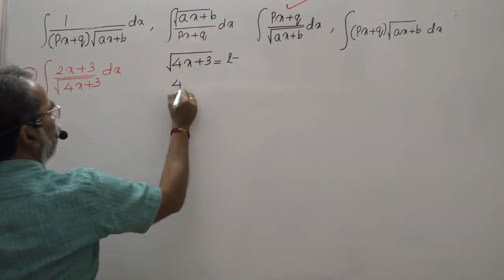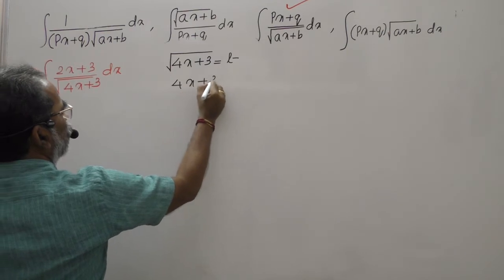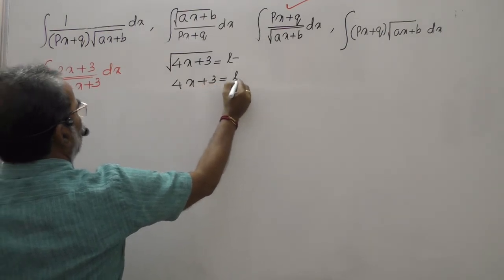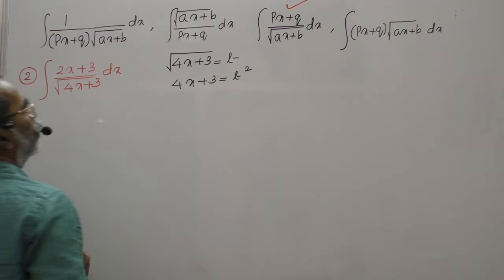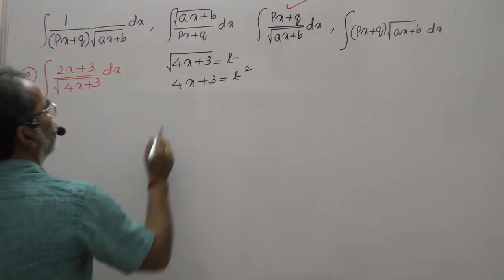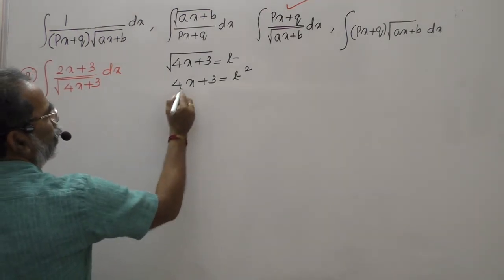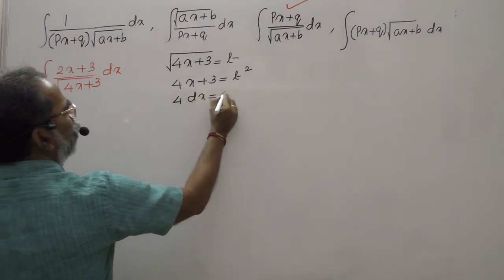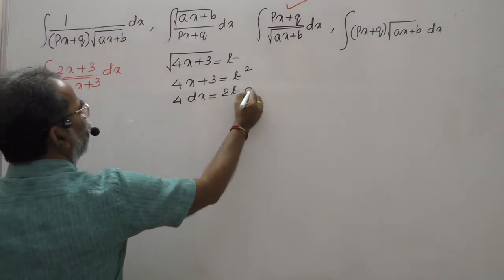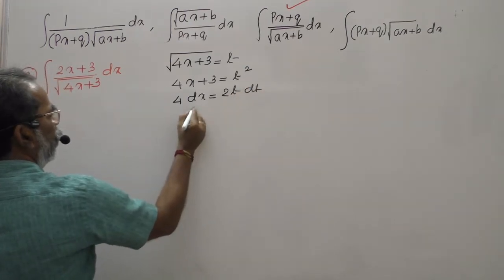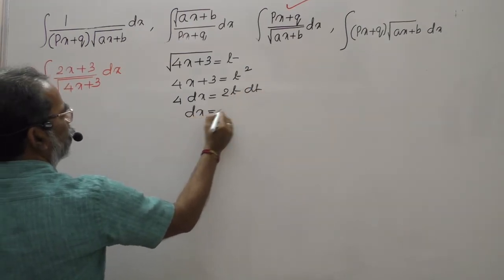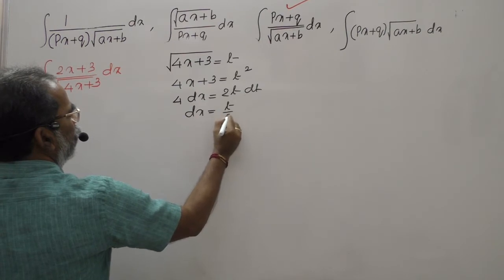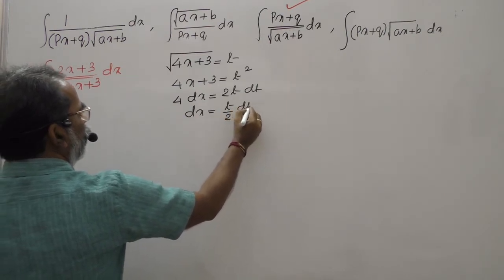This is nothing but 4x plus 3 is equal to t square. Okay? Yes. Now what about this? Differentiating this, 4 dx is equal to 2t dt. From this, what is dx? dx is equal to t by 2 into dt.